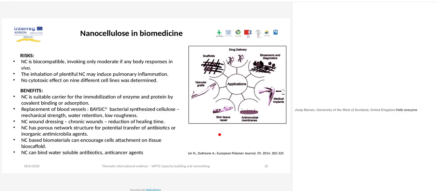On the other hand, what about the toxicity of nanocrystalline cellulose? Nanocellulose is problematic in dust form. The inhalation of plentiful dust of nanocellulose may induce some kind of inflammation. But on the other hand, they tested the cytotoxicity on 9 different cell lines and results were always negative. I think that personal protection gear and avoiding exposure to dust particles is of course recommended. But if it is in some kind of a gel or something, there is no problem.